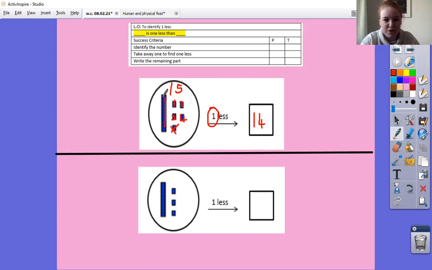So 15 was the number over here. 1 less than 15 is 14. Fantastic. I like to pause the screen and have a go at this one and come back when you're ready to check it. Okay, let's start with identifying this number.